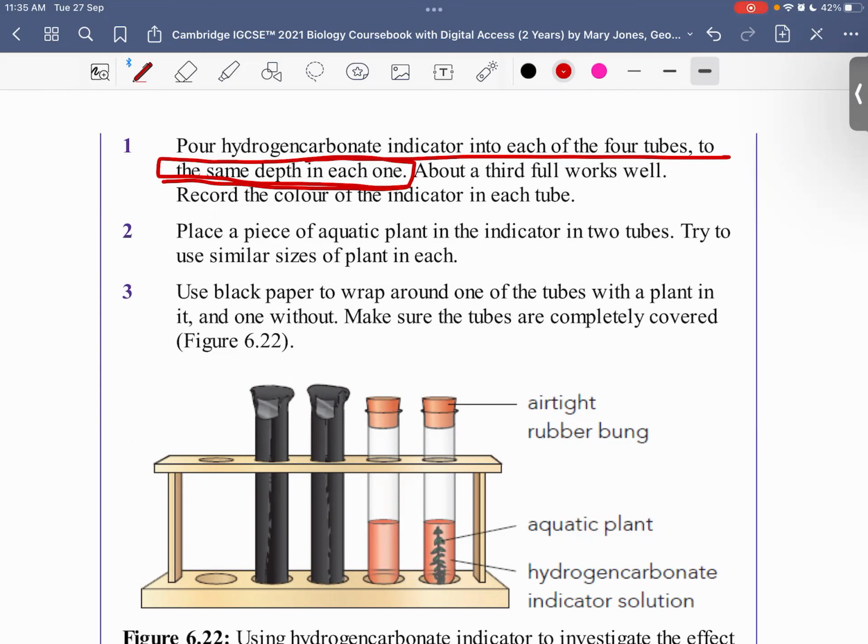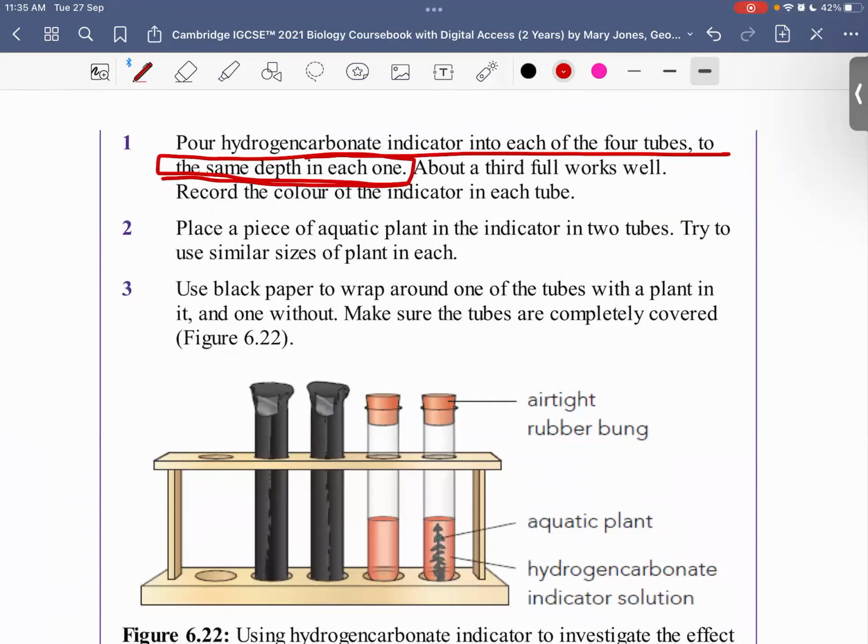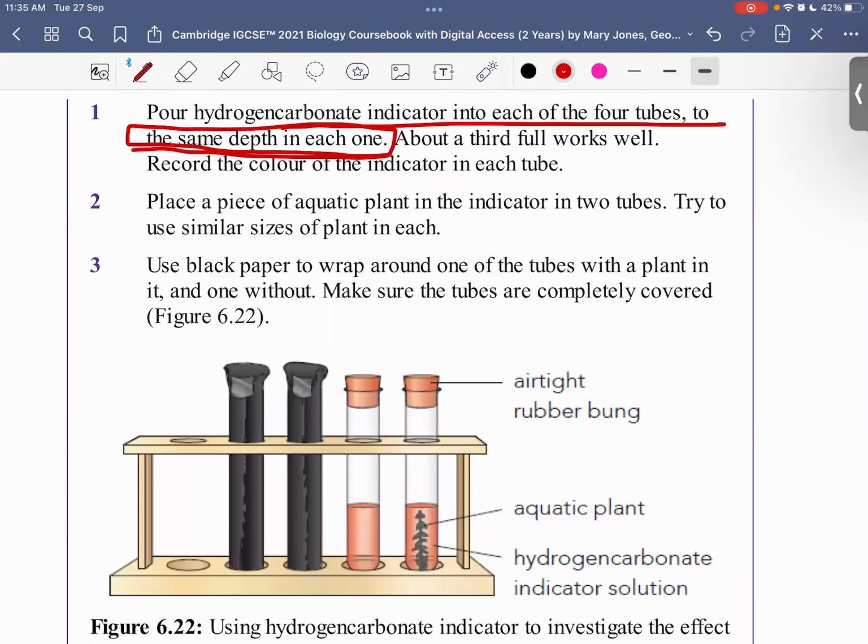Then after filling it up, you will record the color of the indicator in each test tube, the basic, preliminary color. Place a piece of aquatic plant in the indicator in 2 tubes. Try to use similar sizes of plant in each. Again, I'm controlling the variable. I'm putting a star wherever we are controlling variables. Use black paper to wrap around one of the test tubes with a plant in it and one without. So we have 4 test tubes.